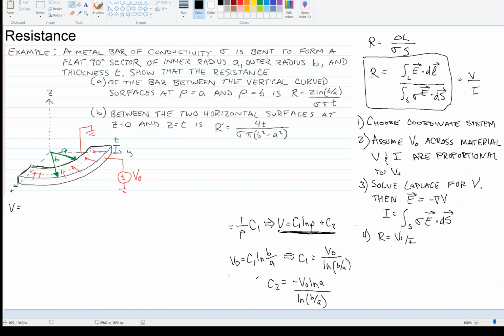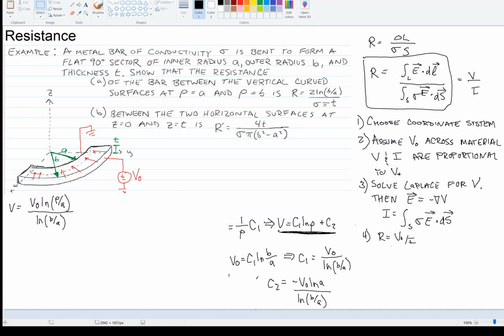And if I use a property of natural logs and so forth, I can get this thing as the voltage is equal to V0 times the natural log of rho over A. See, because what I'll have is the natural log of rho and minus the natural log of A once I factor these things out. So then I can use a property that becomes the natural log of rho over A, and then divided by the natural log of B over A. Okay, that shouldn't be a problem there.